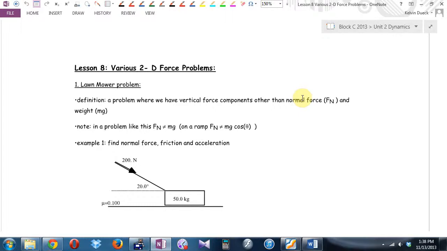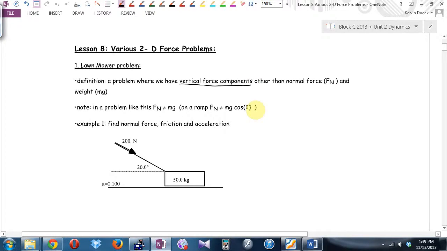By the way, we call it the lawnmower problem because when you're pushing a lawnmower, which way does the lawnmower travel? Horizontally. But do you apply the force horizontally? You apply the force diagonally down the handle at an angle. So, a problem where we have vertical force components other than the normal force and mg.